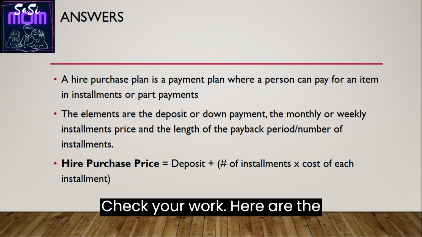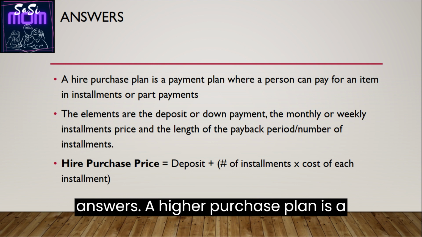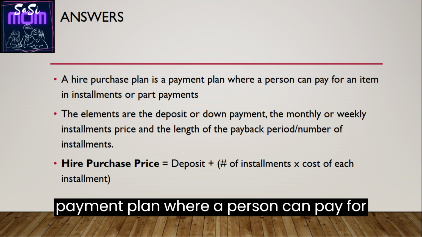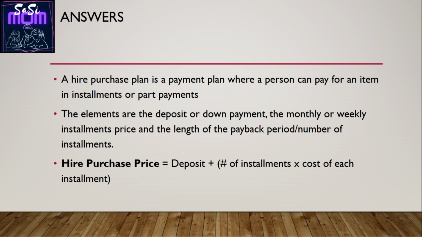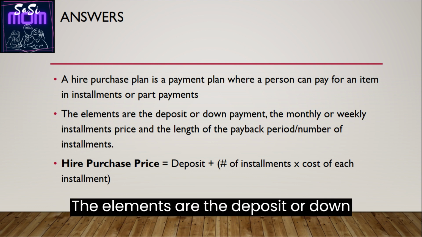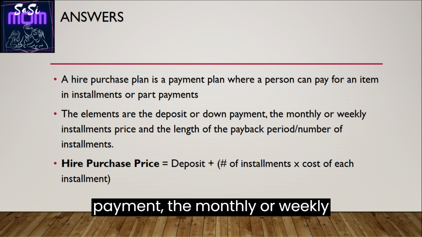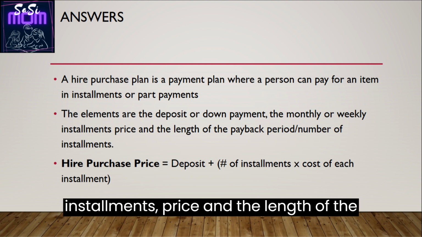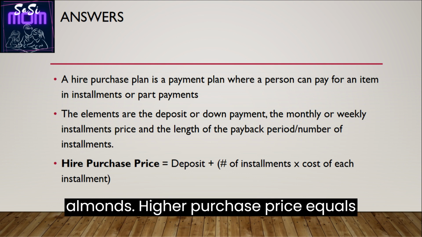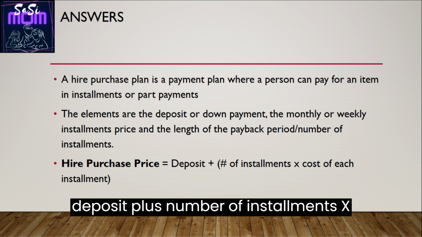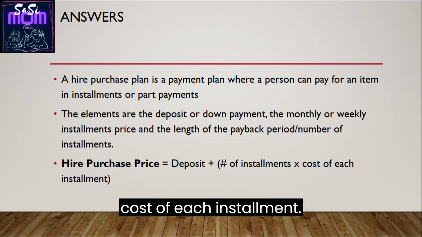Check your work. Here are the answers. A hire purchase plan is a payment plan where a person can pay for an item in installments or part payments. The elements are the deposit or down payment, the monthly or weekly installments price, and the length of the payback period, or number of installments. Hire purchase price equals deposit plus number of installments times cost of each installment.